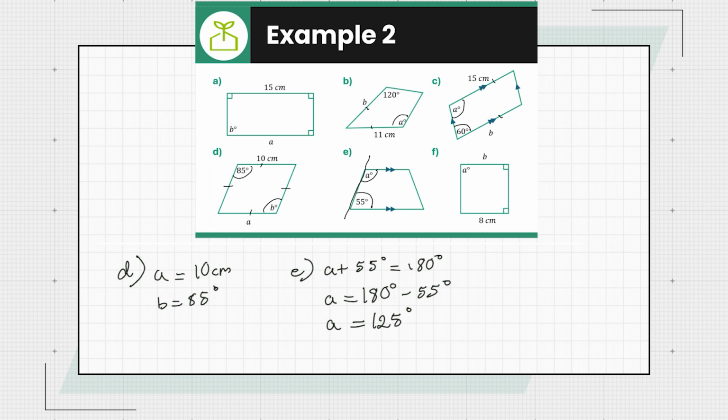125 degrees. Alright. Okay, so F, we have a square. So all the sides are equal, which means B must equal 8 centimeters. And it's a square, so every single angle is 90 degrees, so A must equal 90 degrees.